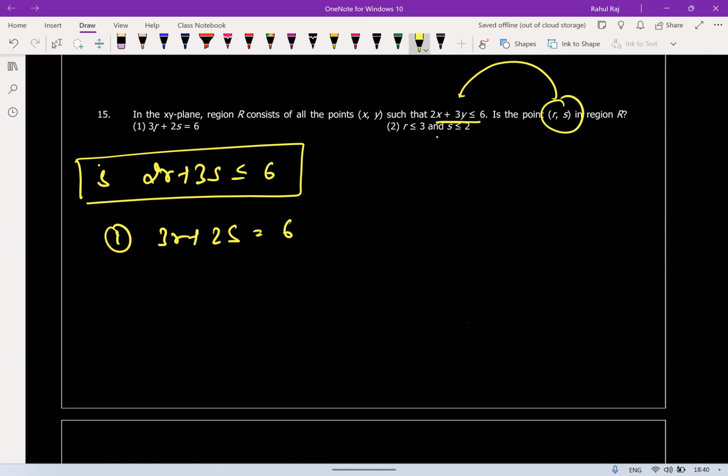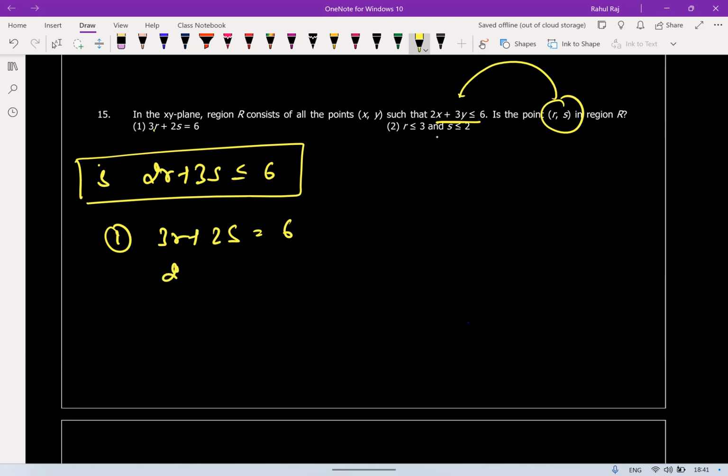Now tell me, to understand whether 2r plus 3s is less than or equal to 6, what do you need to know? You need to know the values of r and s, and then you will be able to say whether it is less than 6 or not. This is a normal thought process that I can have. From statement number 1, I'll try to figure out the values of r and s.